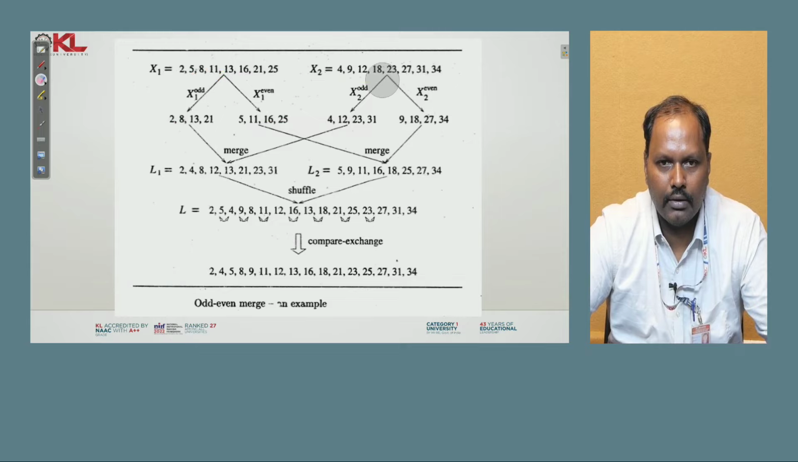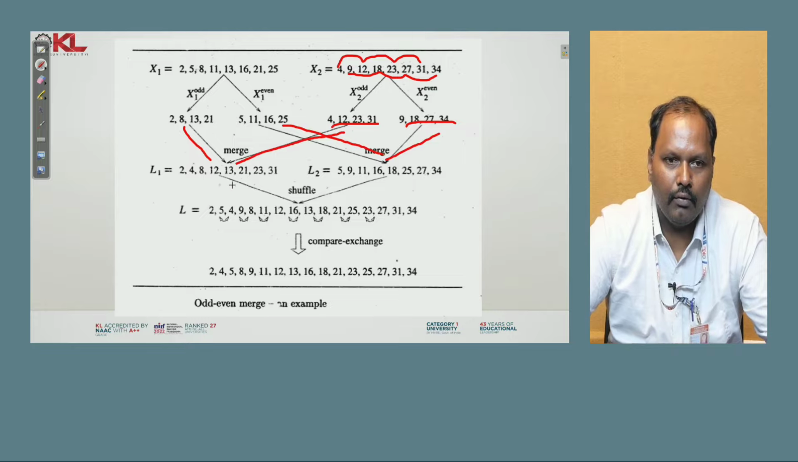Then the same thing for x2. In x2 we have 4, 12, 23, 31 as x2 odd, and x2 even is 9, 16, 27, 34. Now the main concept at level 1: we join x1 odd with x2 odd here. The second one is x1 even with x2 even.